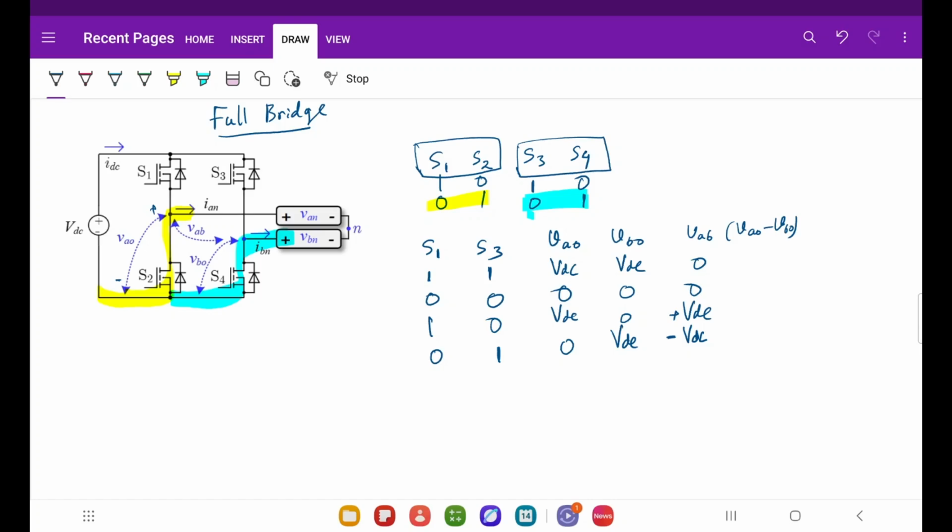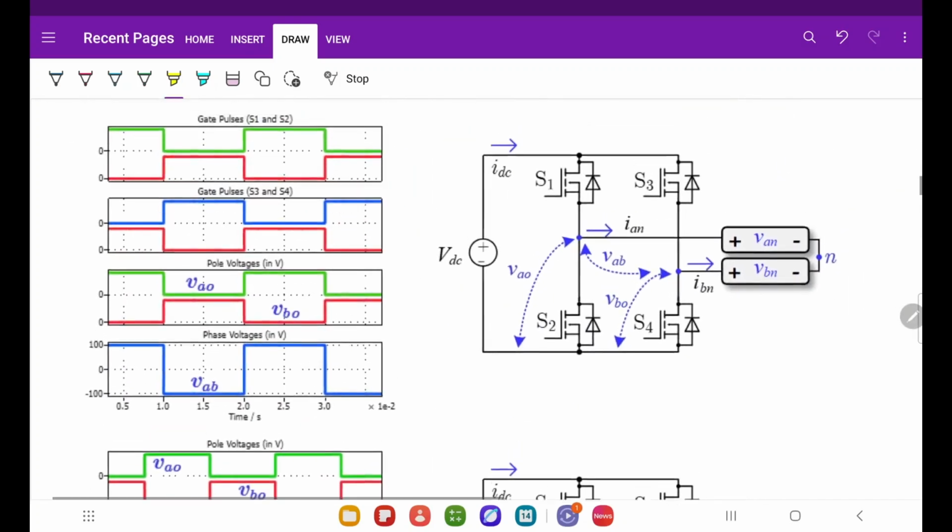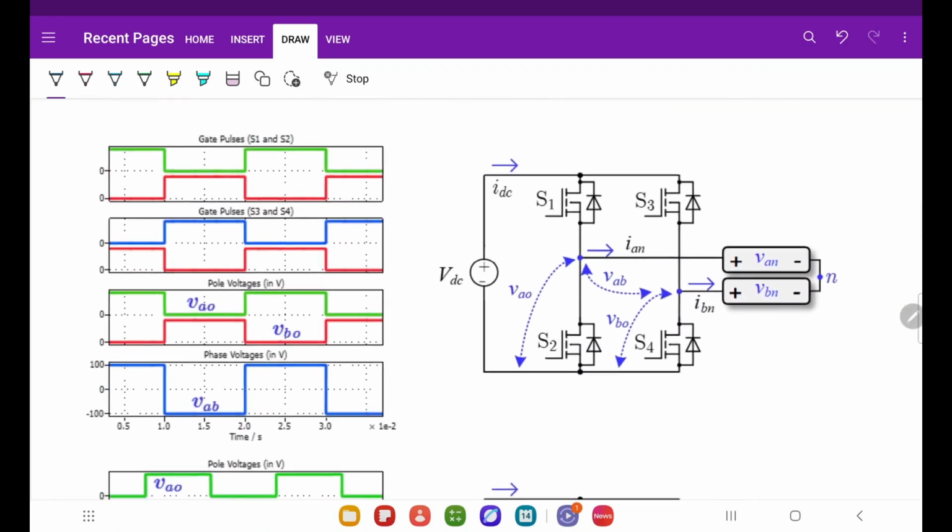Now let me show you some waveforms. So the waveforms are shown here. You can see the gate pulses: this is S1, this is S2 complementary, this is S3 and this is S4. You can see that this is VAO, this is VBO, and VAO minus VBO gives you VAB, which varies from plus 100 to minus 100. So this is straightforward.